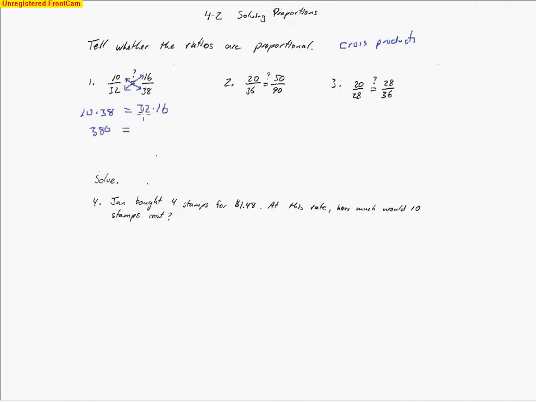And I do the work over here. 32 times 16 makes 512. So I see that these two are not equal, so they're not proportional. So since the cross products are not equal, therefore not proportional.